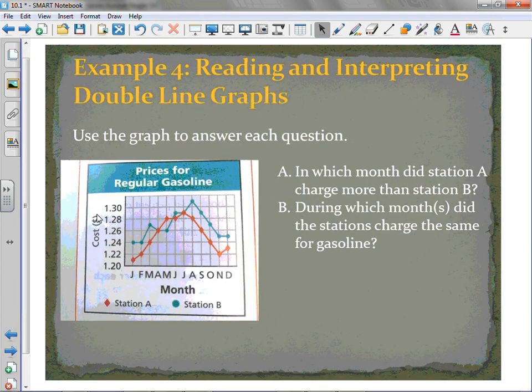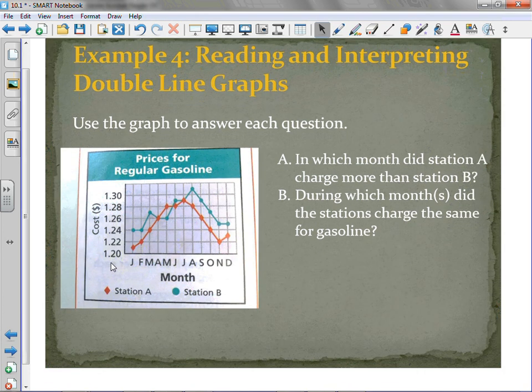We also might have a double line graph. Same thing as a double bar graph. The different colors represent different scenarios. These are how the gas prices are changing at 2 different gas stations over the months. January, February, March, April.